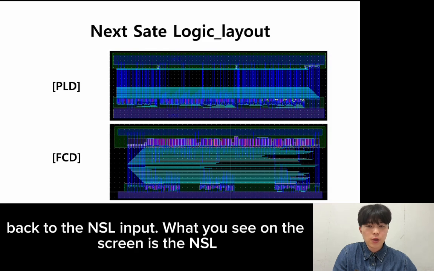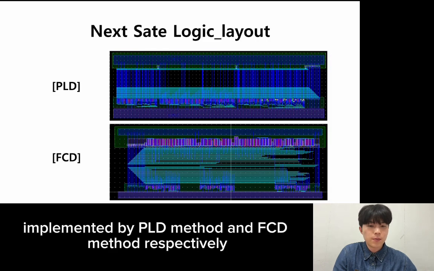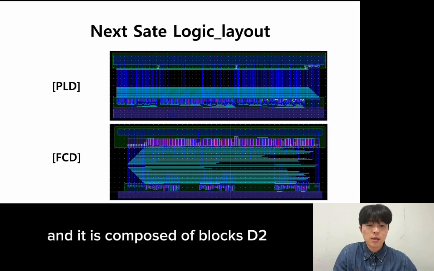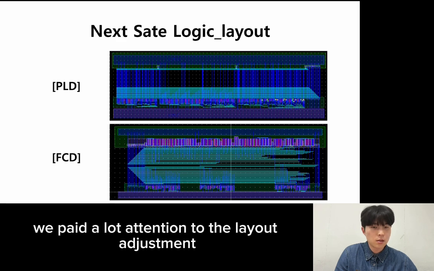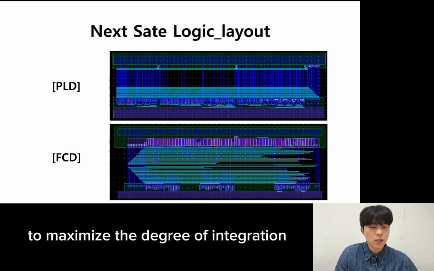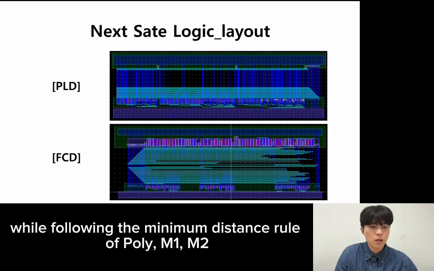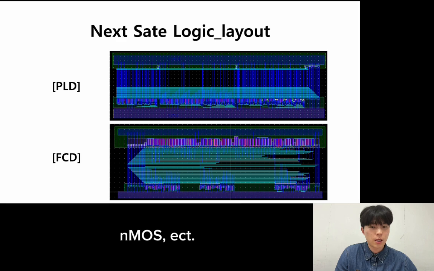What you see on the screen is the NSL implemented by the PLD method and the FCD method respectively, and it is composed of blocks D2, D1, and D0. Since NSL occupies the largest area in the entire system, we paid a lot of attention to the layout adjustment to maximize the degree of integration while following the minimum distance rule of poly, M1, M2, MOS, and ACT.